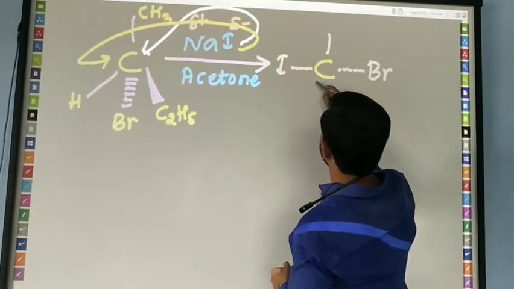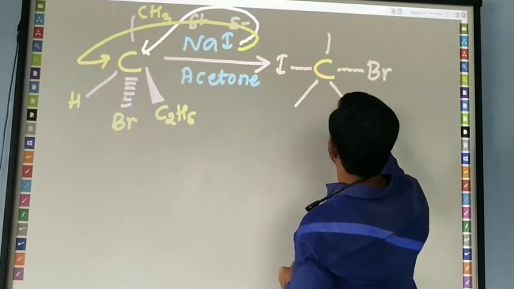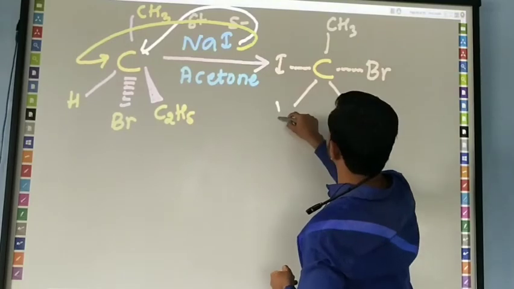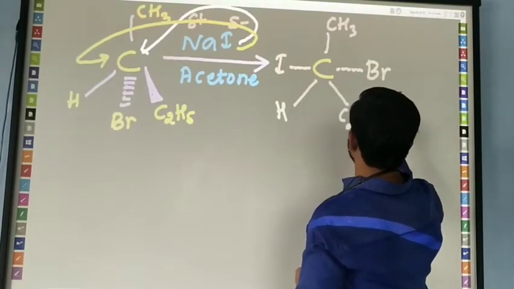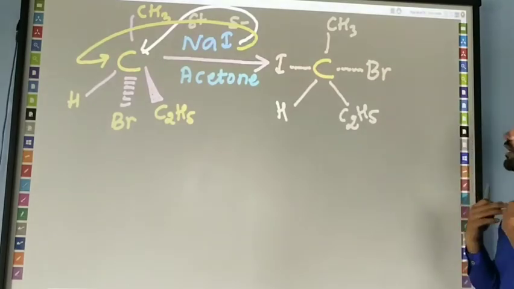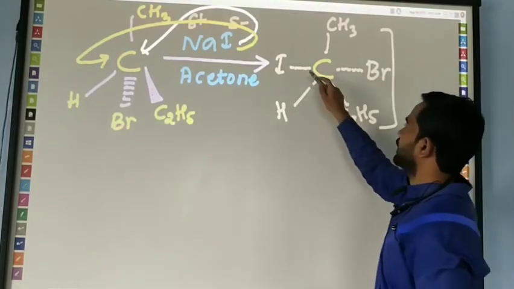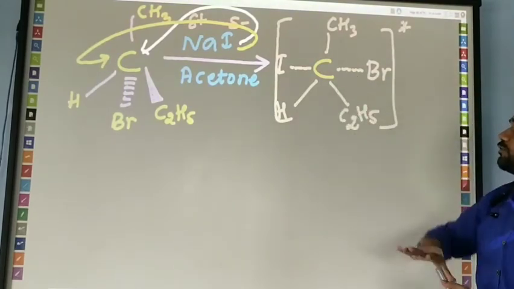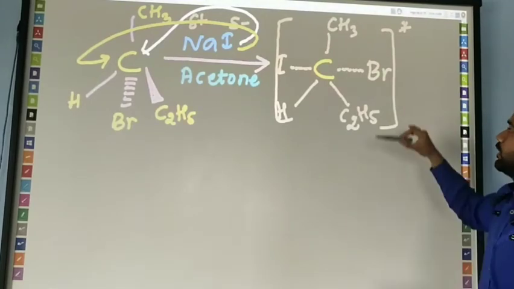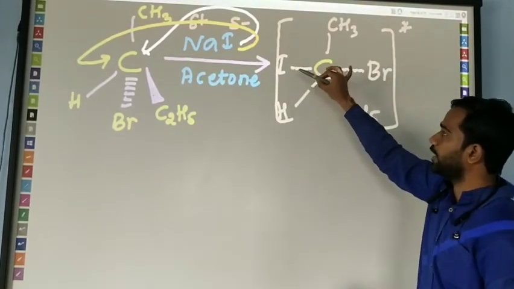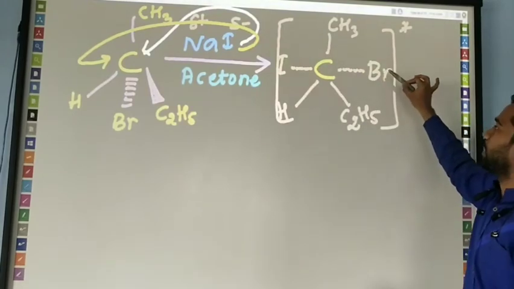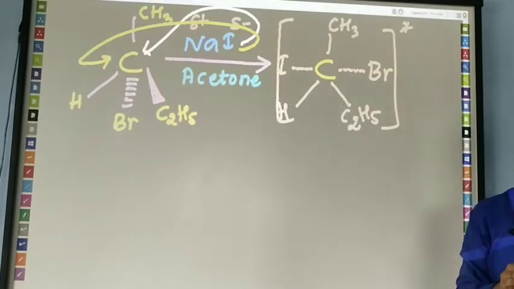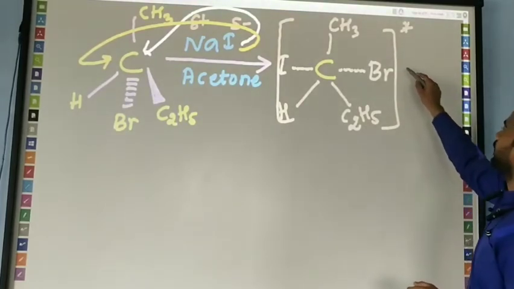In the opposite position we place the methyl, hydrogen, and a C2H5 group. Don't worry about the stereochemistry. Just remember that the transition state is generated here, and it is a concerted mechanism. Simultaneously, there is formation of the carbon and iodine bond and breaking of the carbon and bromine bond. Why? Because carbon cannot accommodate a five bond geometry. That's why it happens like this.